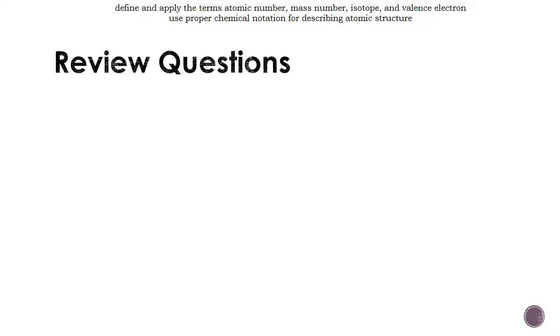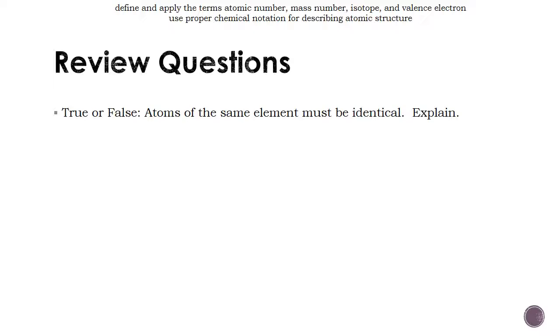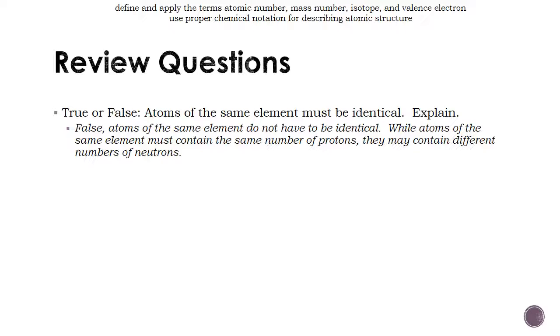Some review questions here to consider. Again, pause the video after each question and then play and see if you got the right answer. Question number 1, true or false? Atoms of the same element must be identical. This statement is false because atoms of the same element do not have to be identical. While atoms of the same element do have to have the same number of protons, they may contain different numbers of neutrons.